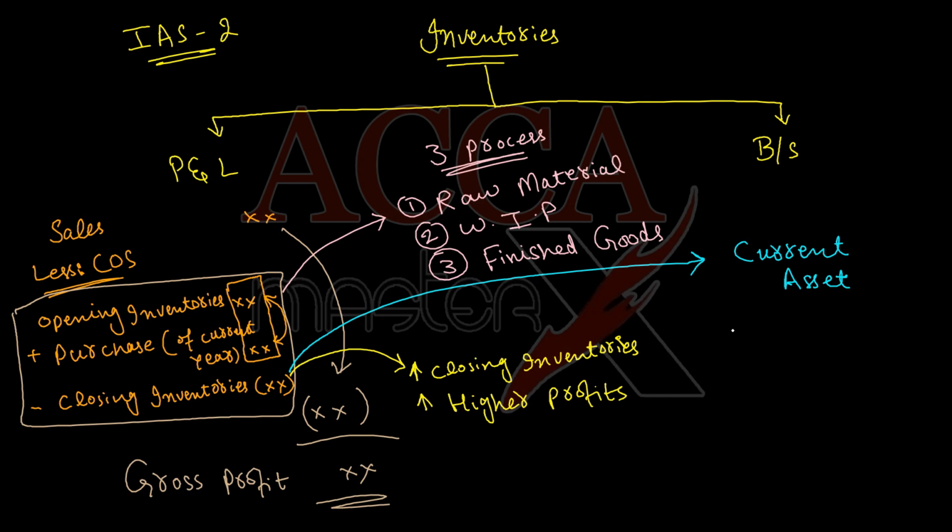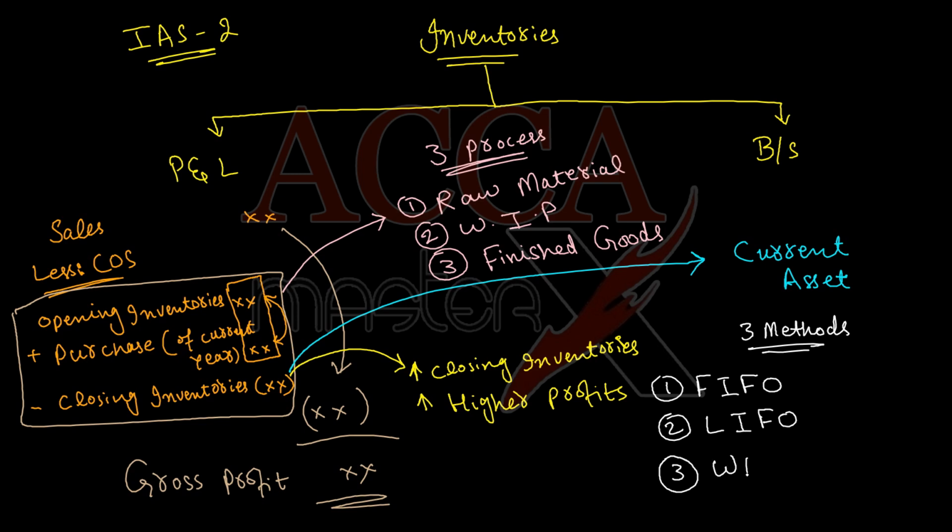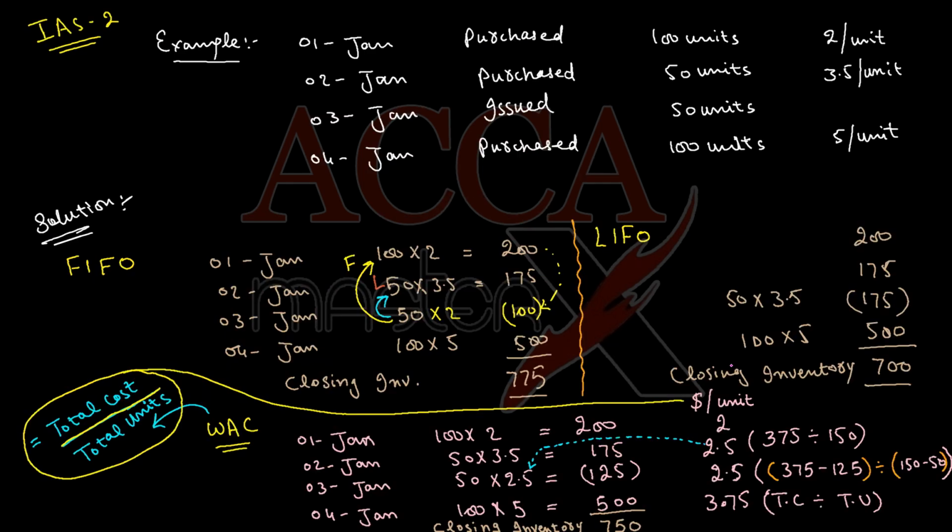And in order to value these inventories, the company can use any of the following three methods. The first one is known as FIFO. Secondly, we have LIFO, and finally we have the weighted average cost method. Okay, so here on your screen we have an example, and we are solving this example using all of these three methods: FIFO, LIFO, and weighted average cost method.